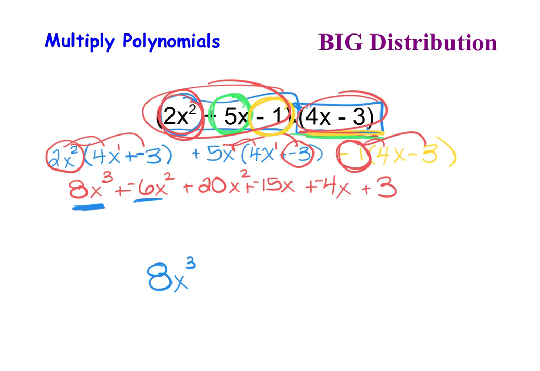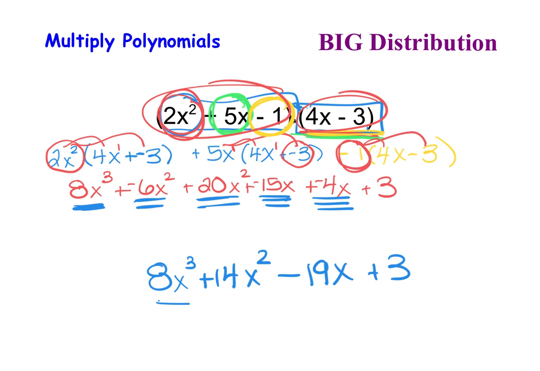Then I look at x squareds, and I see that I have two terms that contain x squareds. Well, those can be added together. Negative 6 plus 20 is a positive 14. So we have positive 14x squared. Then here we look at just the x terms. Negative 15x plus negative 4x, that's a negative 19x. And then finally the 3 is left on the end.